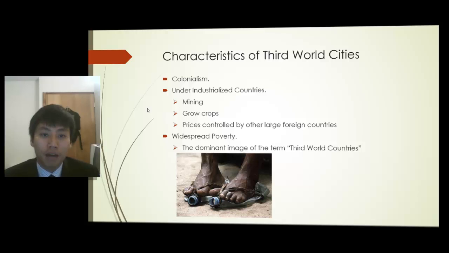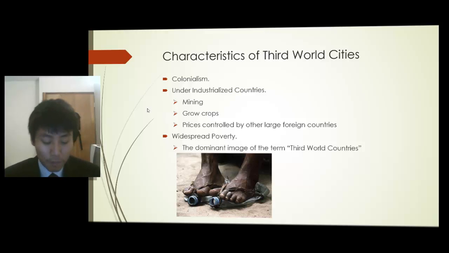Next, we are going to talk about characteristics of third world cities. Most of the third world countries used to be colonies or semi-colonies or dependent countries of other developed countries. And because the economies of underdeveloped countries have been geared to the needs of industrialized countries, they often comprise only a few modern economic activities, such as mining or growing crops. Control over these activities has often remained in the hands of large foreign firms.